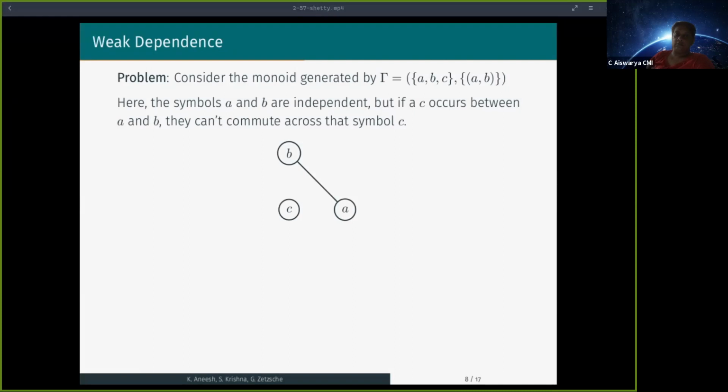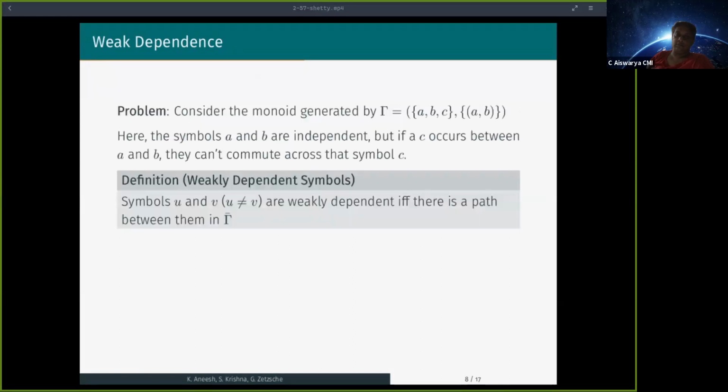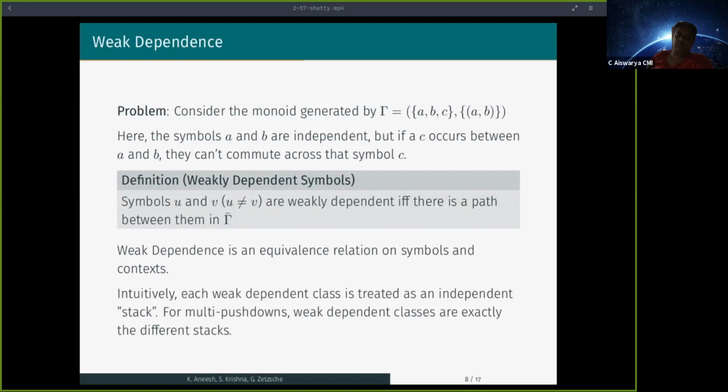To handle this and get an equivalence relation, we define weak dependence on the symbols as well as contexts. Distinct symbols U and V are weakly dependent if there is a path between them in the complementary graph. Weak dependence is an equivalence relation on the symbols and by extension on contexts as well. Intuitively, each weakly dependent class is treated as an independent stack. For multi-pushdowns, weakly dependent classes are exactly the different stacks.